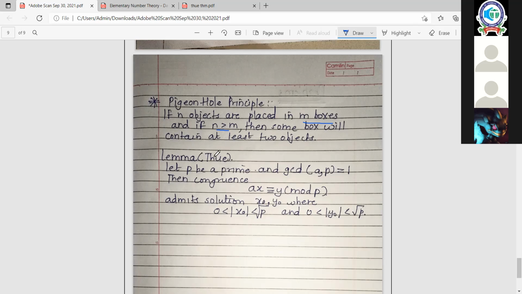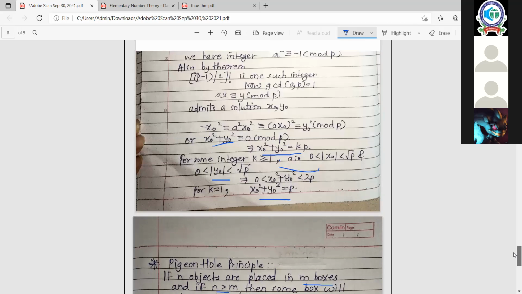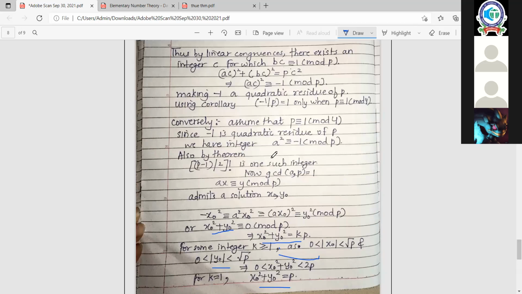And then Thue's lemma says: let p be a prime and GCD of a and p equal to 1. Then the congruence ax is congruent to y modulo p admits a solution x0, y0, where the modulus of x0 is between 0 and root p and the modulus of y0 is between 0 and root p, which we have already discussed while proving this theorem.